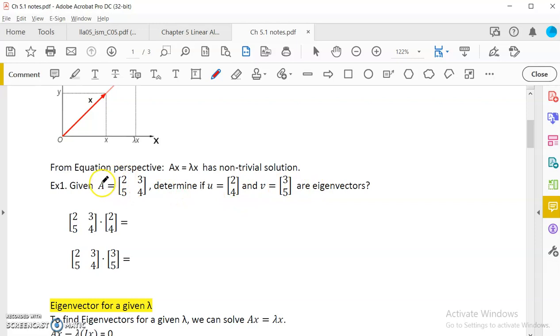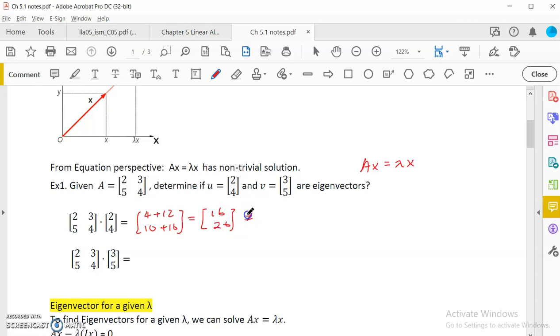I have a transformation A which is 2, 3, 5, 4, and I want to check if u and v are eigenvectors. What's the definition of an eigenvector? It means Ax is equal to a scalar multiple lambda of x, right? So I'm just going to multiply it first, letting u go through the transformation. That's just multiplication, row times column. It'll be 4 plus 12. Row times first column will be 10 plus 16. You can also use a calculator, but this is a 2 by 2, so it's easy to do. So 26.